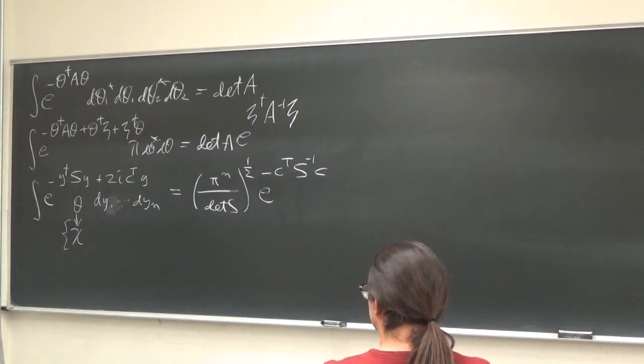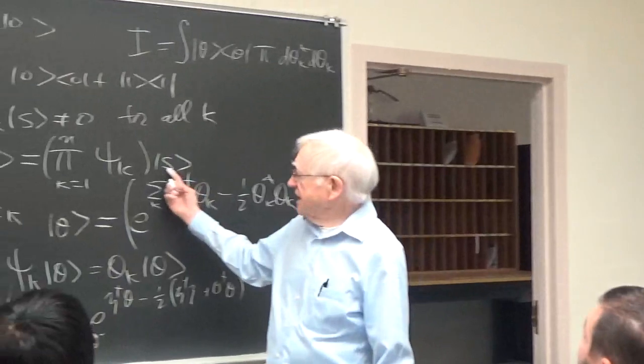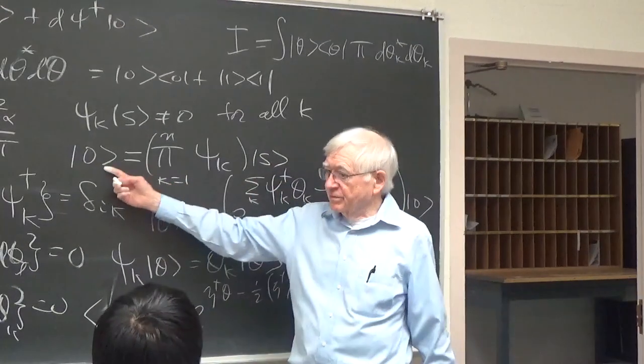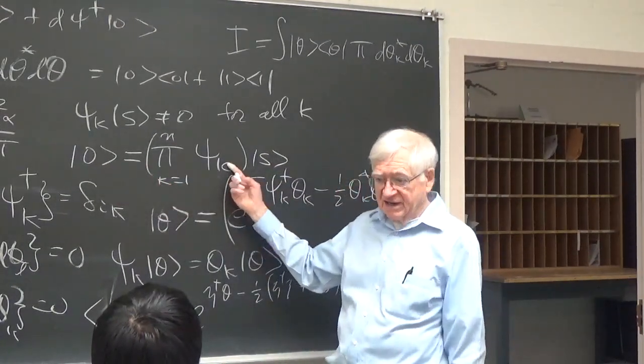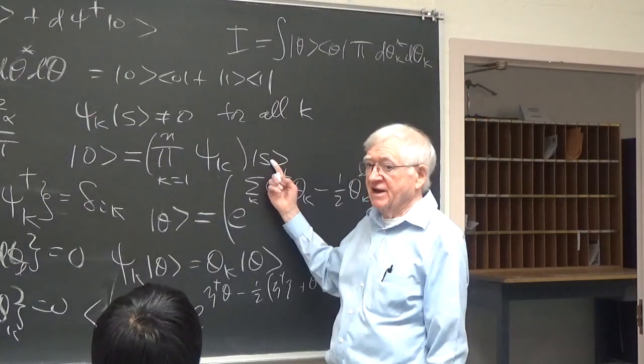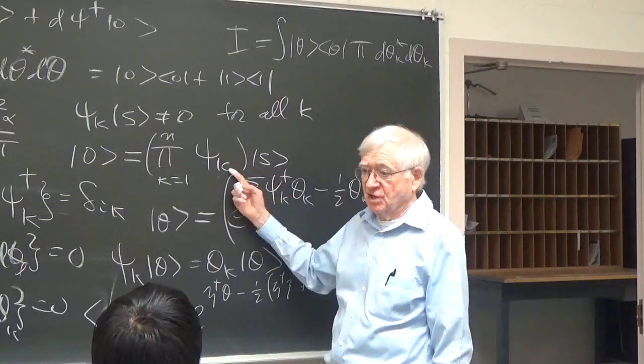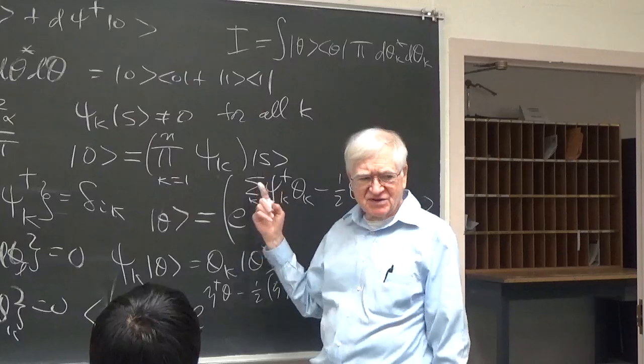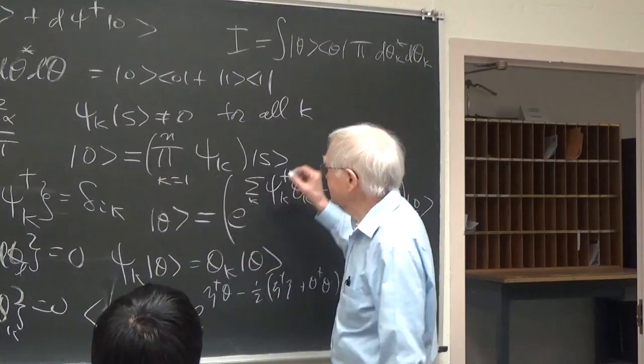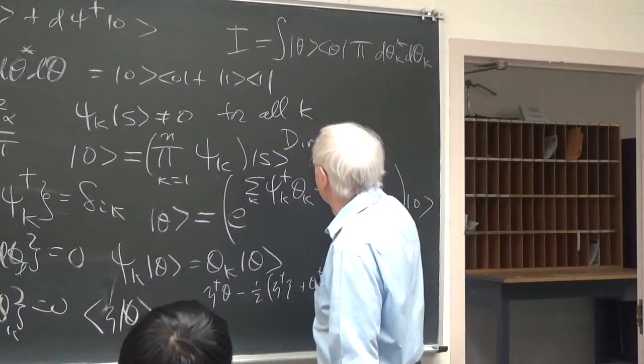Oh, let me just mention something. You see this statement here that the vacuum is the product of all the annihilation operators on a state that is not annihilated by any annihilation operator. This reminds me of the Dirac sea. So I'll just write this down.